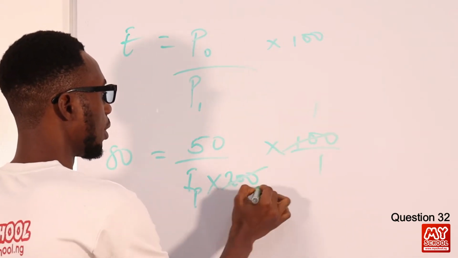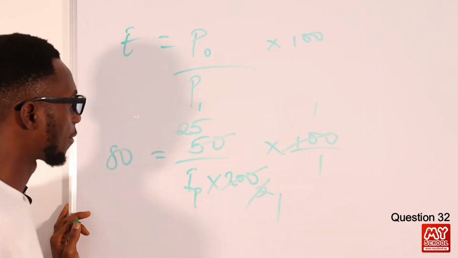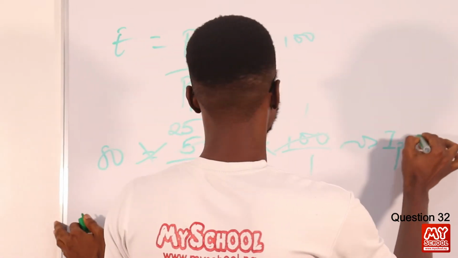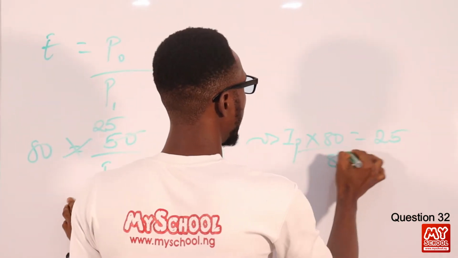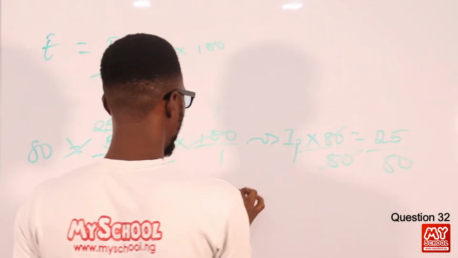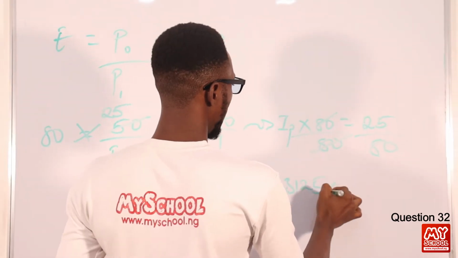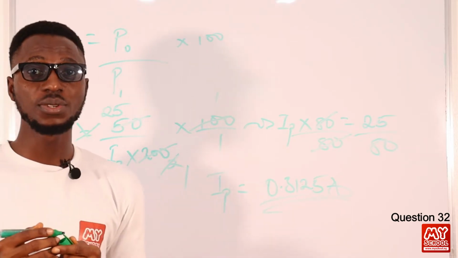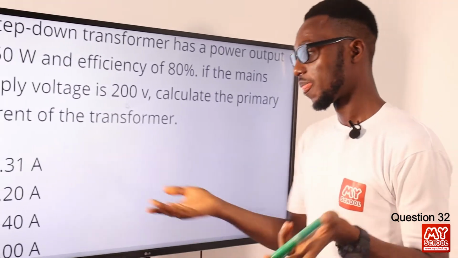So I have 2 over 1, I have 2 over 25. By the time I cross multiply, I have IP times 80 equals 25. Dividing both sides by 80, the primary current should give me 0.3125 amperes. Correct, 0.3125. So let's go back to the screen together and see if we have that provision. We have 0.31. All right, this is the closest. So option A is the right option.